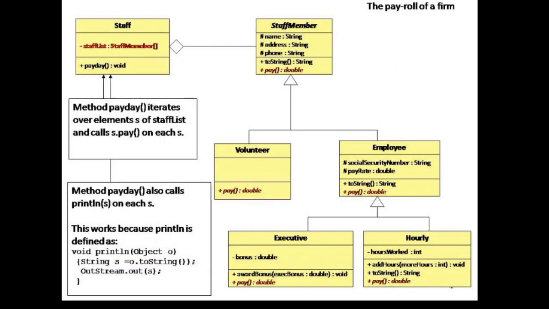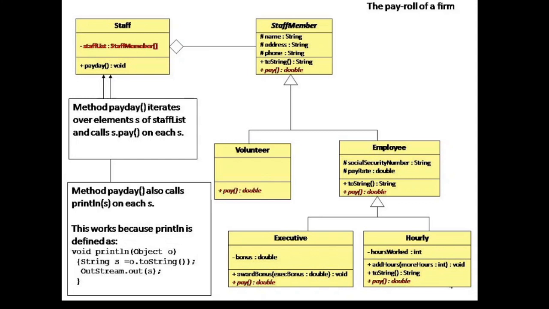Here is an example in which a class diagram is shown of staff and volunteer. As you can see over here, the Staff class has payday as a method, and the staff member has pay, and then there are employee, volunteer, executive and hourly classes. The method payday iterates over elements s of the staff list and calls s.pay on each s, and the method payday also calls println with s on each s.